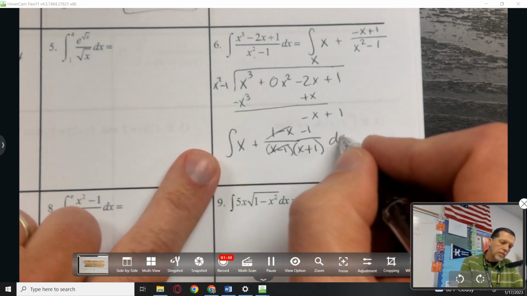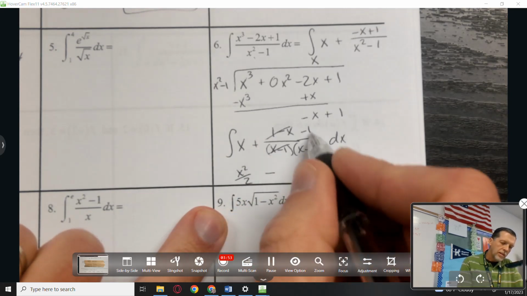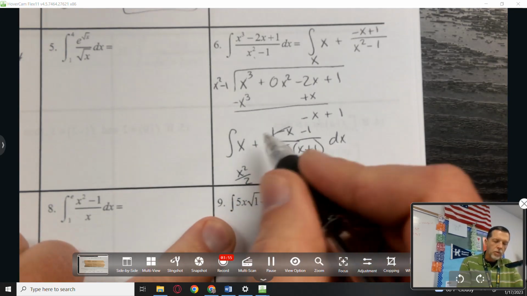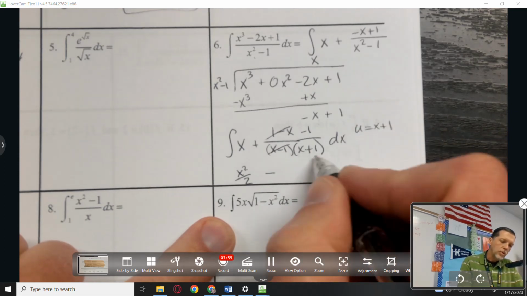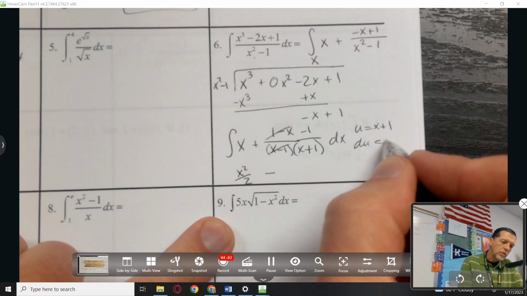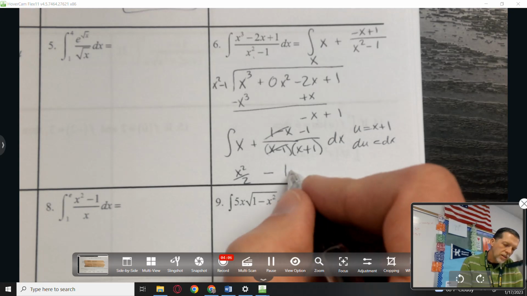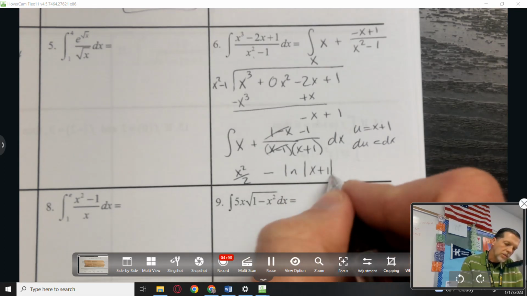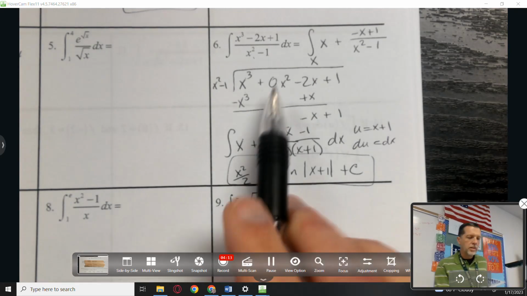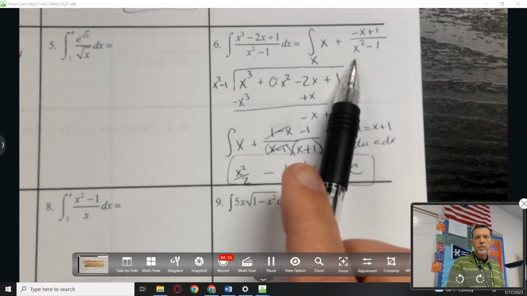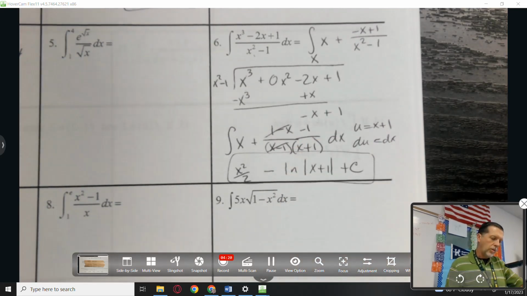So antiderivative of x is x squared over 2. Antiderivative of, take the negative 1 out, of 1 over x plus 1 is natural log, because if u is x plus 1, then du is dx. Probably not needed on this part of it. Minus natural log of x plus 1, plus c. It's kind of a yucky one with a lot of algebra to begin with, a little bit of algebra again with reducing, and then the calculus at the end.